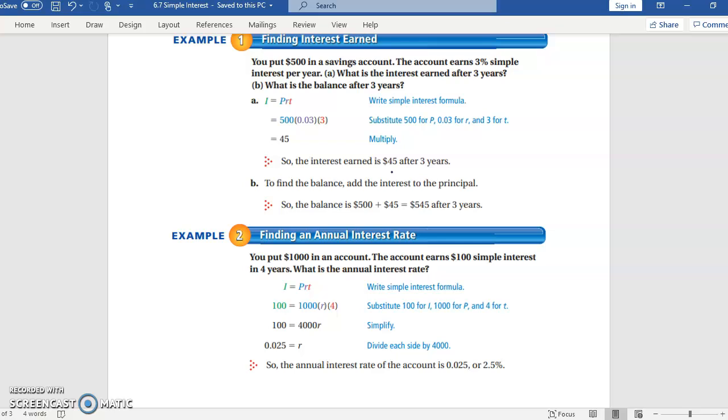Letter B is the balance. Then you would add your $45 to your 500, and so your balance in that account, if you don't touch it, would be $545.